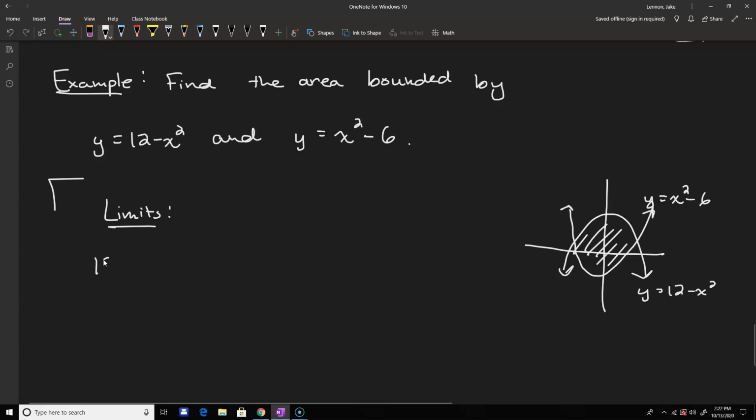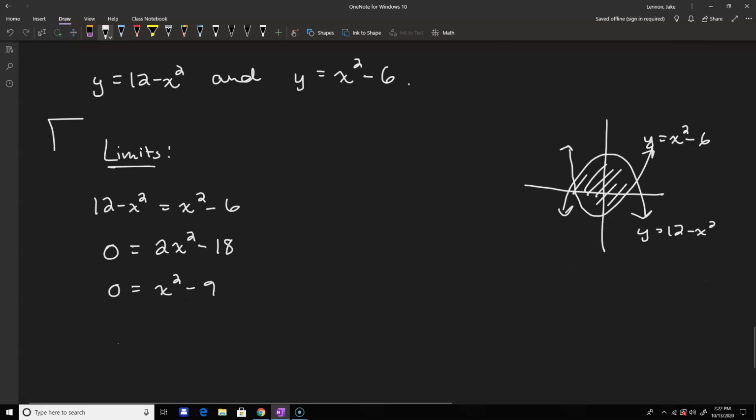So we have 12 minus x squared equals x squared minus 6. Okay, so if you move everything to one side, we end up with 0 equals 2x squared minus 18. We can divide by 2 and get x squared minus 9. And then this factors into just an x plus 3 times x minus 3. So x equals negative 3, or x equals positive 3. So those are our limits that we're integrating between.